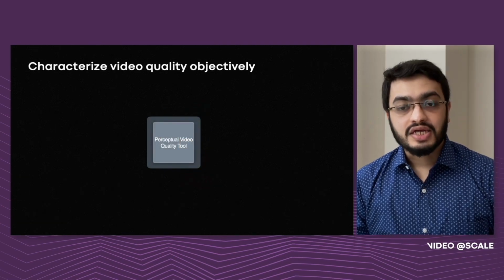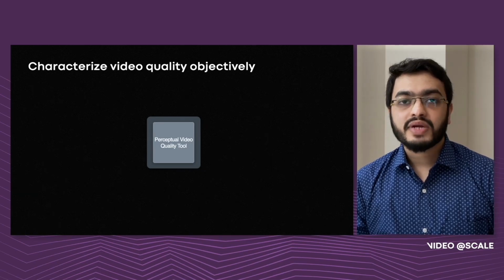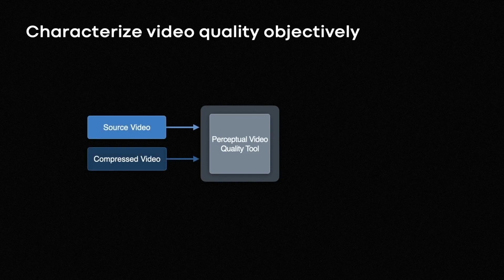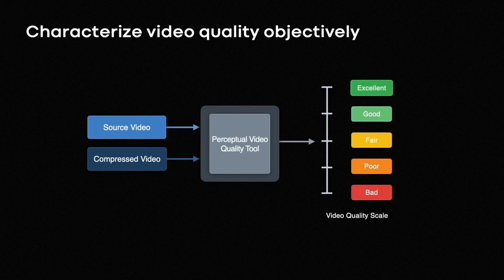What we need here is an objective way to characterize video quality so that we can automate the process for speed and scalability. In such a setup, the perceptual quality tool will take the compressed video and the source video as input and output a video quality score. This score can be a floating point number in the range of 1 to 5 and mimic how real people would have rated the compressed video.